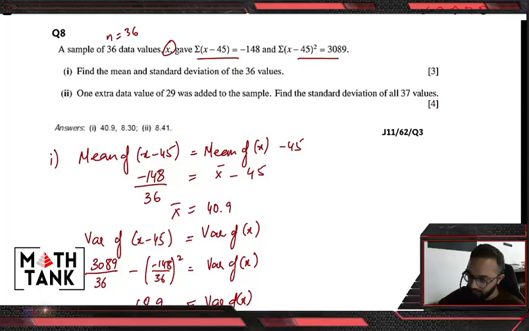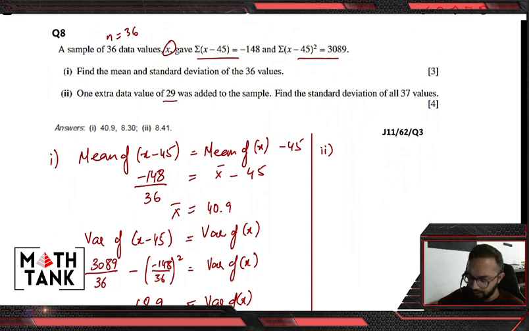Okay. Then again, it says one extra data value of 29 was added to the sample. Find the standard deviation of all the data values. Now, this is a similar question to what we did earlier. Again, this is something that I could essentially do from here only. There is another way of doing it, and that's what I'm going to illustrate in this question.